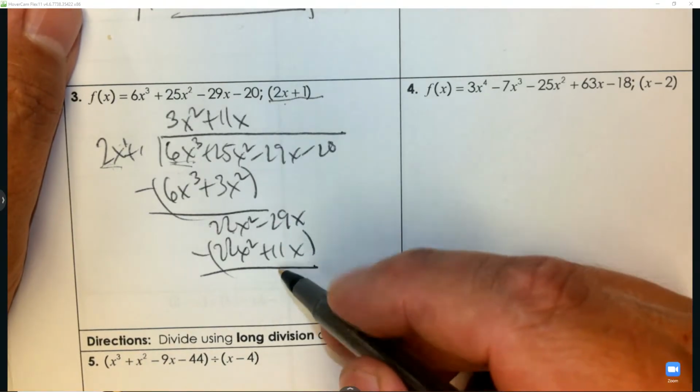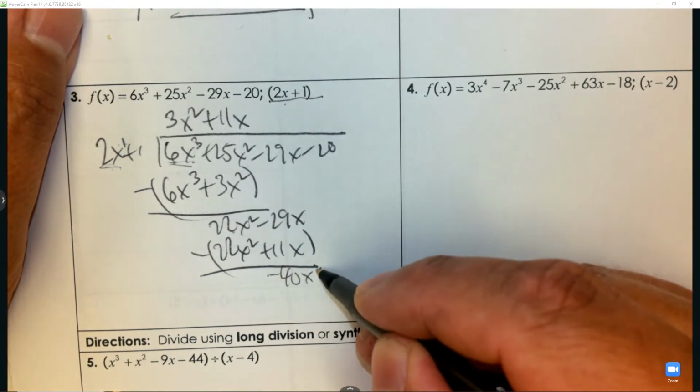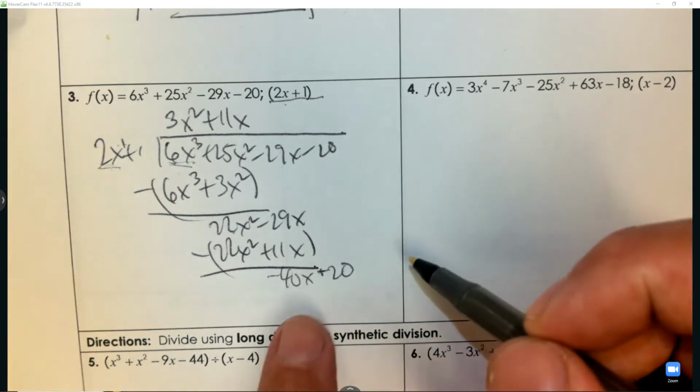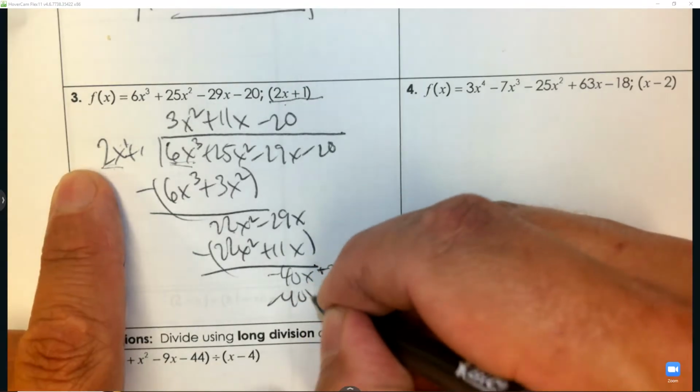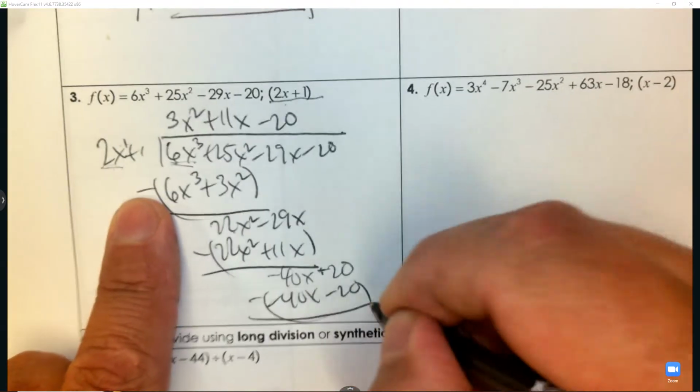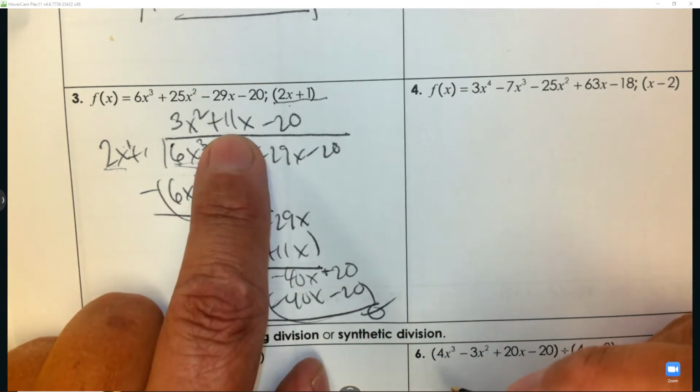That's negative 20. That's negative 40. One more time. Divide. Negative 40 divided by 2. No x's there. That's negative 40x minus 20. No remainder. And there's your answer.